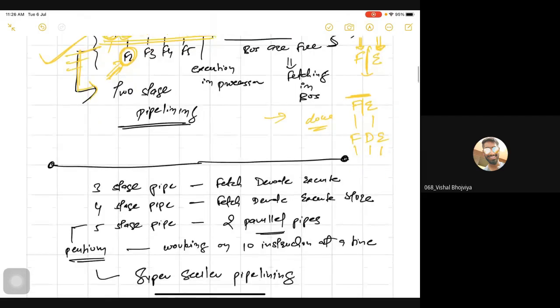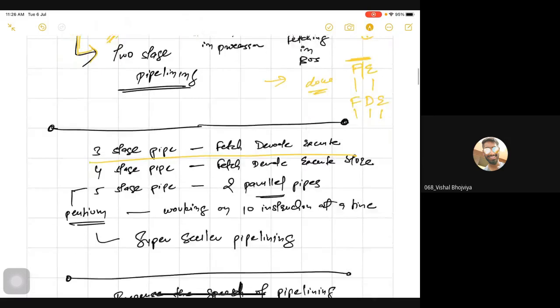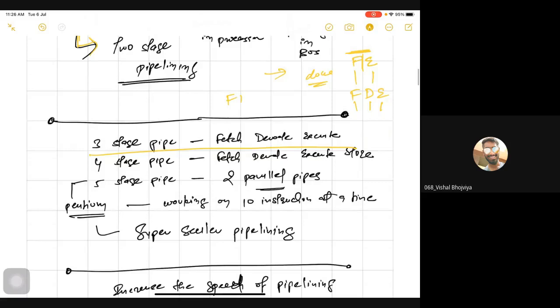So this is called a three-stage pipeline. Same way, if I divide my instruction into fetch, decode, execute, and store, where I store the result separately, then it is called a four-stage pipeline. So by dividing your instruction into a number of stages, more parallel instructions can get executed. Get it?